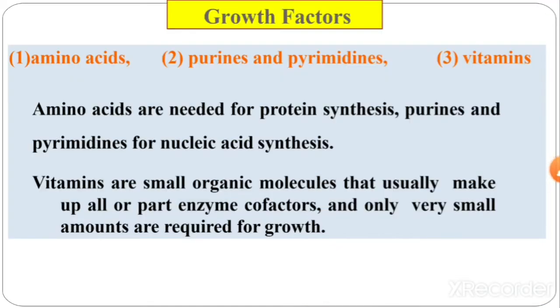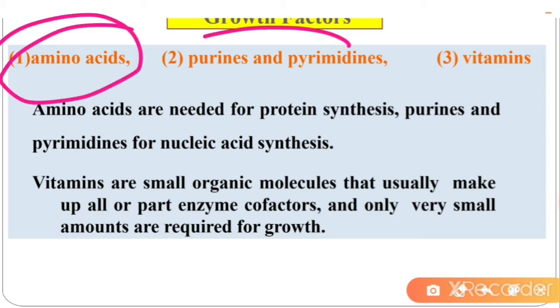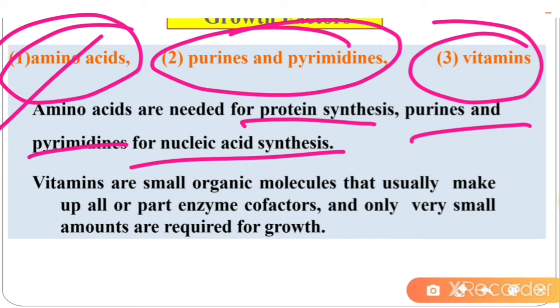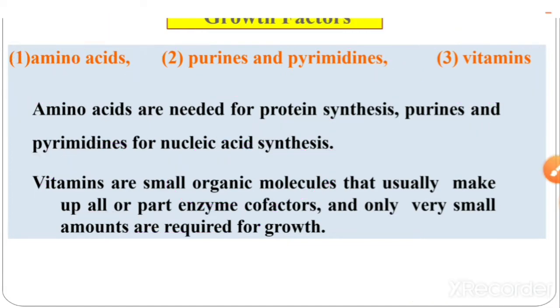Next one, growth factors. Now see, for the growth of the bacterial cell or microorganisms, these are the three important components: amino acids, purines and pyrimidines, and vitamins. These three important factors are required for the growth of any organism. Amino acids are required for protein synthesis, and purines and pyrimidines are required for nucleic acid synthesis. Now vitamins are very small organic molecules that usually make up part of enzyme cofactors, and only very small amounts are required for growth.